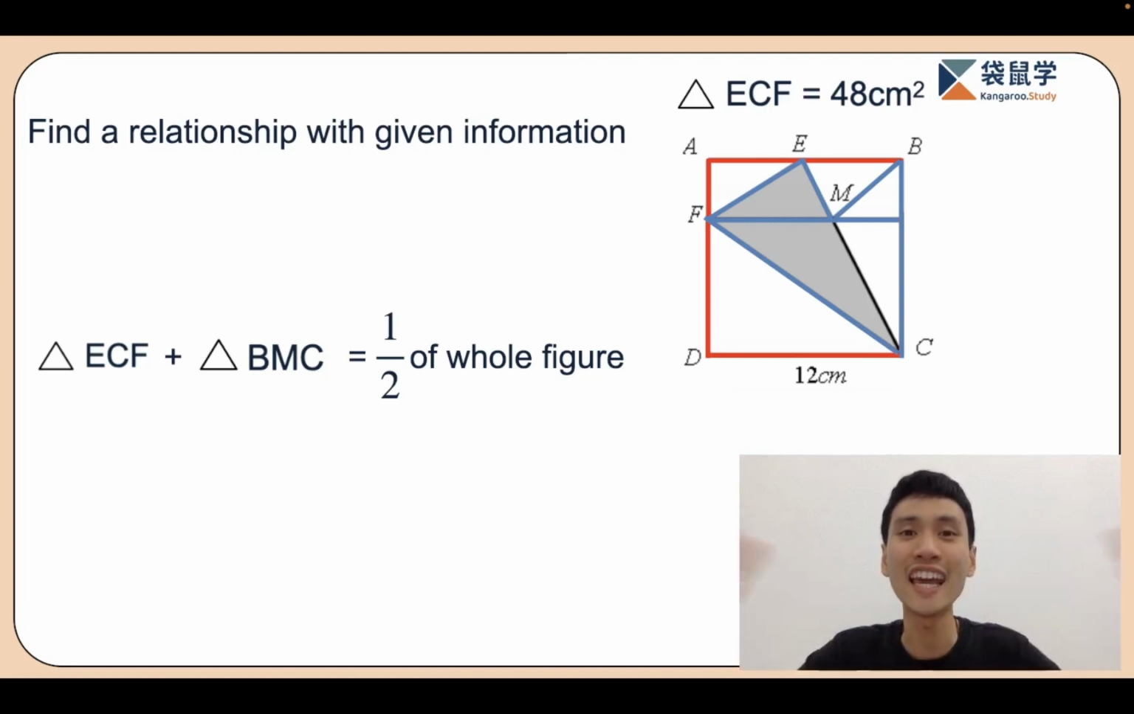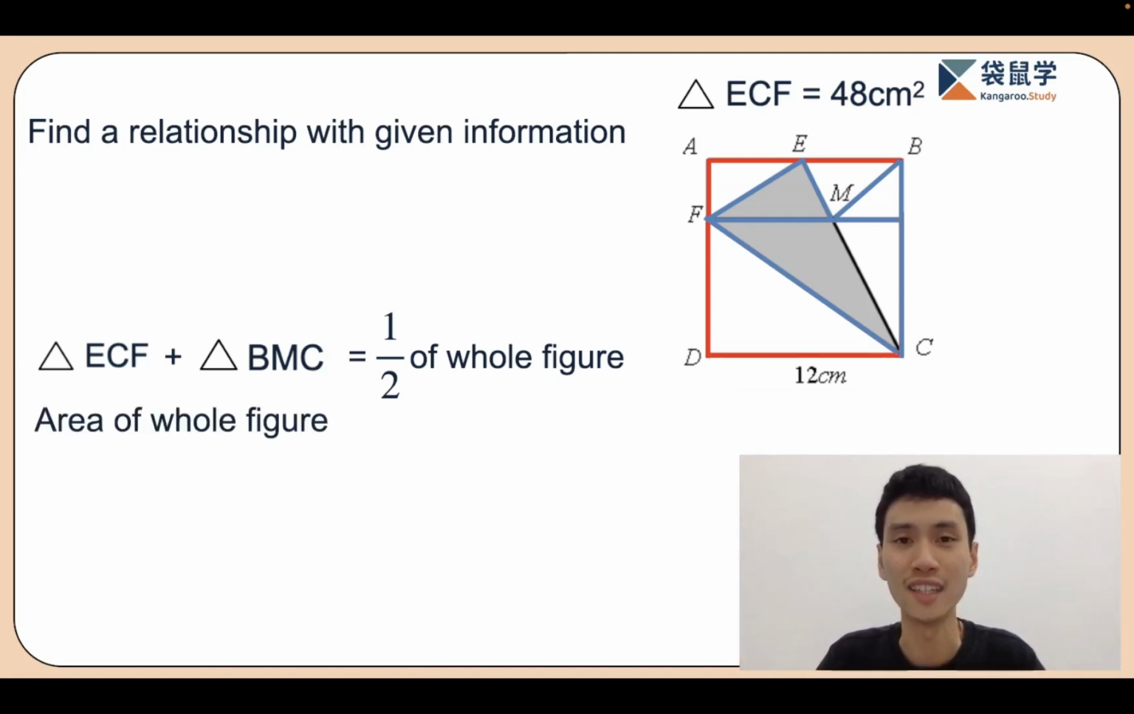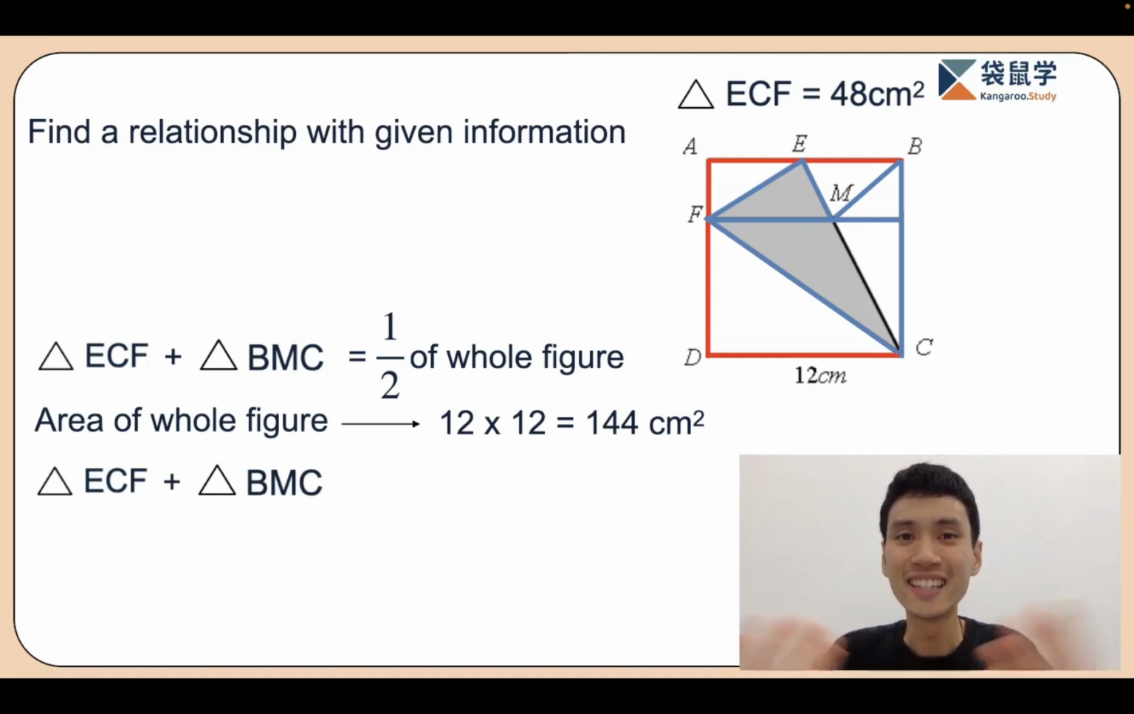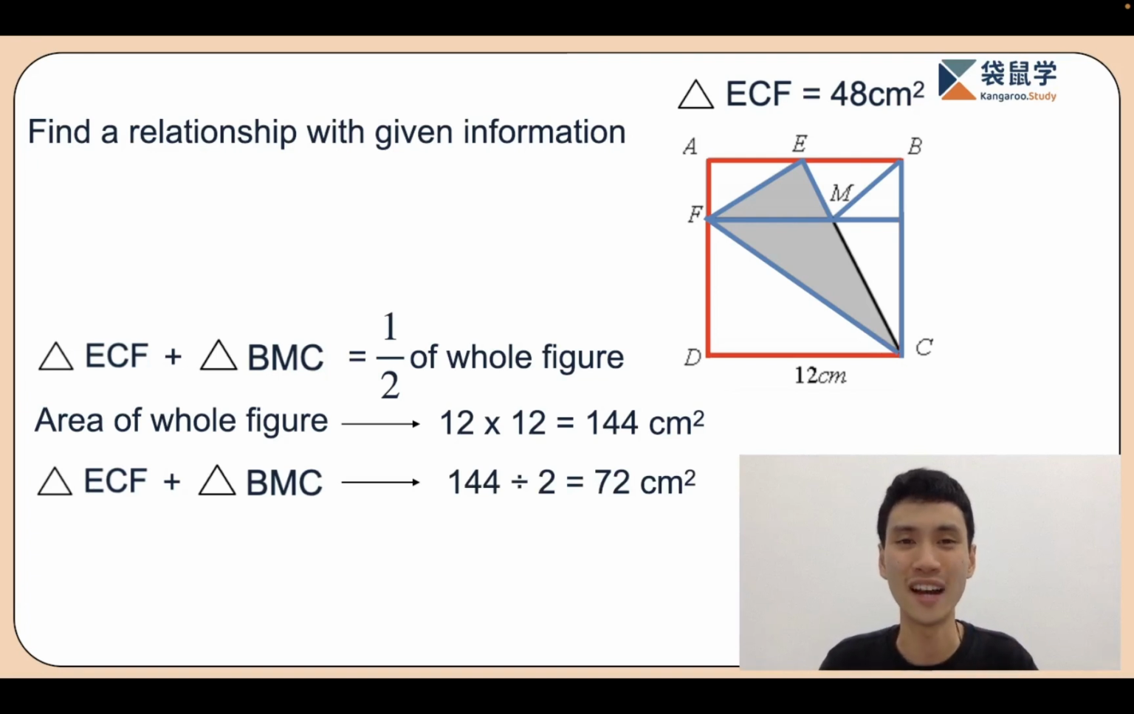The first step, of course, is we need to figure out the area of the whole square. So, how do we find this area? We would just take the side length of 12 times 12. So, we find that the area of this whole figure, the square, is 144 centimeters squared. Now, what would the next step be? The next thing we can calculate is the area of triangles ECF and BMC. That is half the area of the whole figure. And how do we calculate that? Simply just take 144 divided by 2 to get an area of 72 centimeters squared.